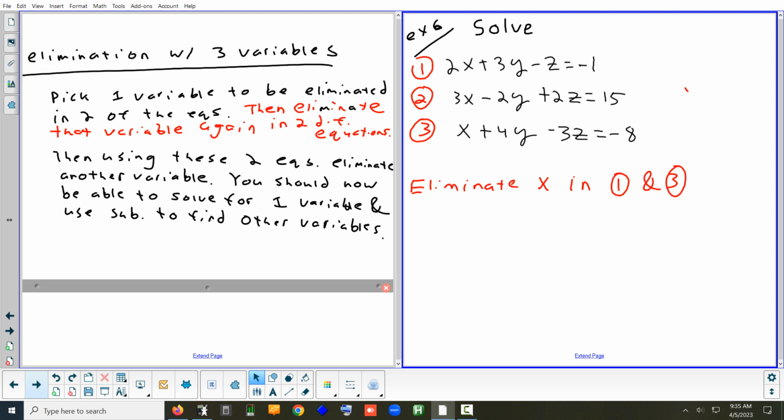Why did I pick x? Again, my hint was try to pick a letter that has a coefficient of 1. That's going to make it easy to figure out how to do the elimination. If you pick an equation that doesn't have a coefficient of 1, then you're either going to get into fractions or you're going to have to multiply both equations by something. I'm trying to get away with just multiplying one equation by something. So if there's no equations that have a coefficient of 1, you're going to have to multiply both equations to fix it.